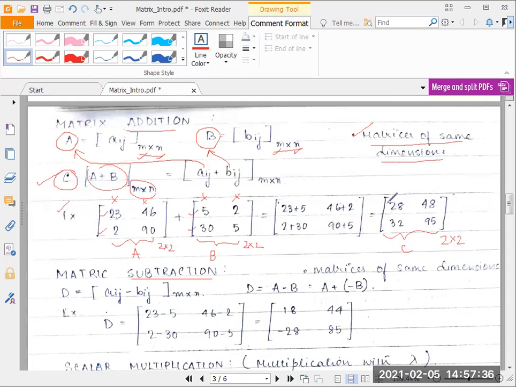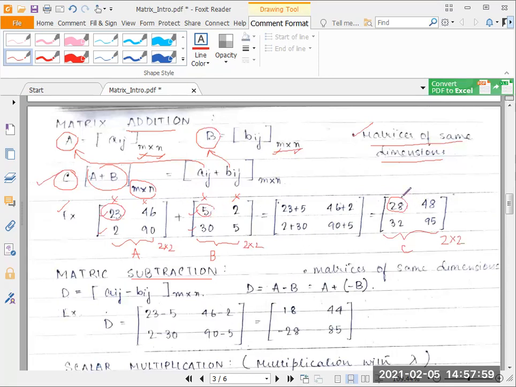So now we need to figure out these 4 positions or these 4 elements that belong to the C matrix. Now, how do we do that? Let's look at the first position. Let me just mark that here. Corresponding to this position, we need to find out the elements in the A matrix and in the B matrix.